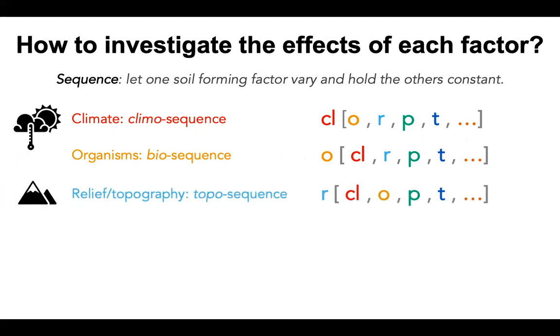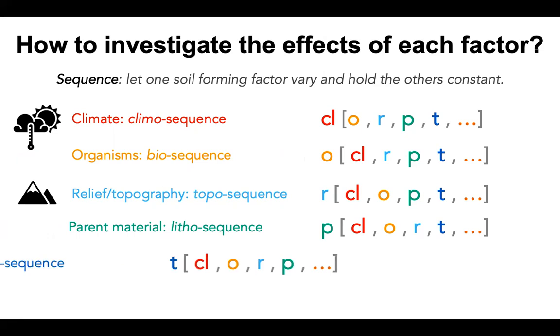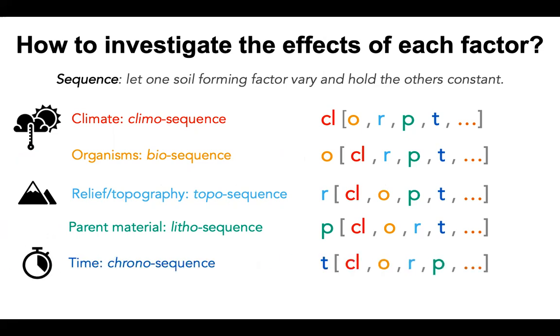For relief or topography, we call that a toposequence. For parent material, we call that a lithosequence, litho coming from lithography, the underlying geologic material for the soil. And then we have time, which is a chronosequence. And again, that means that we are holding all of these other things constant and just letting that one soil forming factor vary.